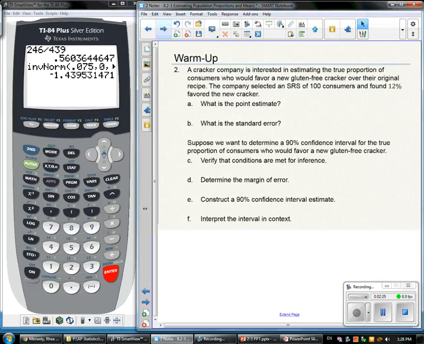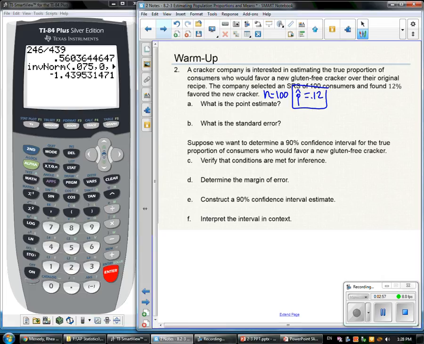Let's take a look at number 2. A cracker company is interested in estimating the true proportion of consumers who would favor a new gluten-free cracker over the original recipe. The company has selected an SRS of 100, so that gives us a value of n. And they found that 12% favor the new cracker, so that's a p-hat value, because that's from my sample. So the point estimate is right here. Remember, the point estimate is just the value that we're using to estimate the parameter. It's our sample statistic. So the point estimator would be p-hat. The estimate itself would be the 12%.